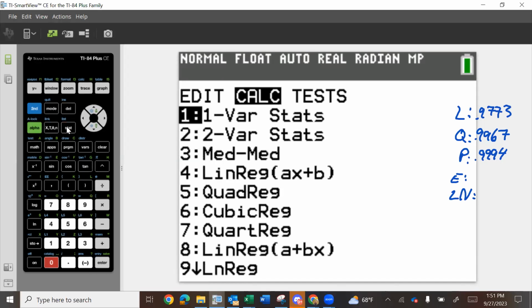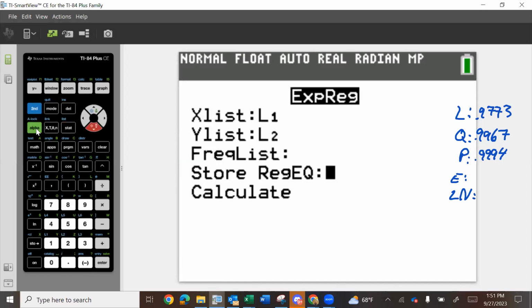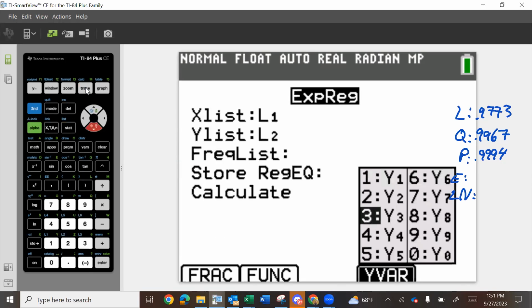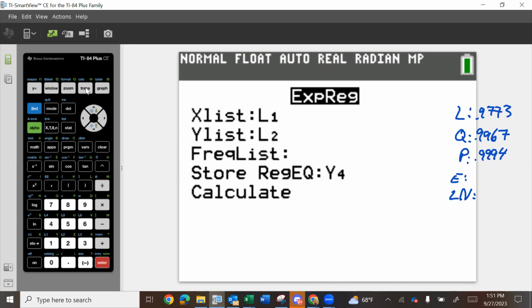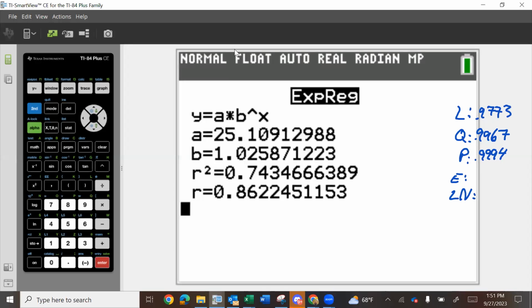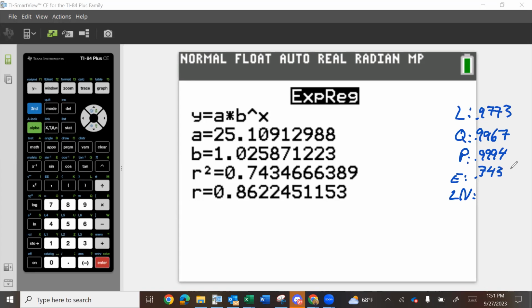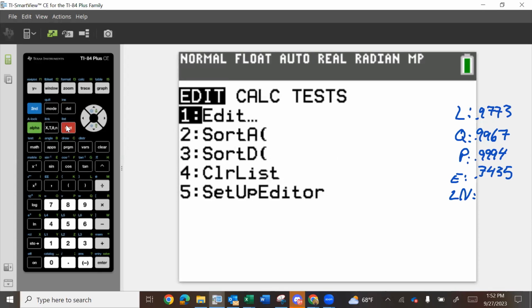Stat over exponential. I'll put that in Y4 because I want to, not really much other reason. Okay, so we're going to get 0.7435. Now that is clearly our worst R-squared value. I'm very comfortable right now saying that's not going to cut the mustard. Oh well, that's normal. At least one of them usually doesn't do well.